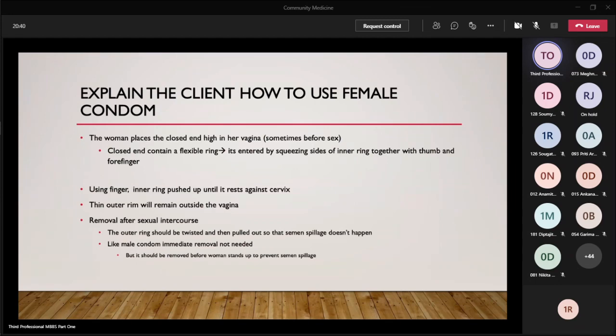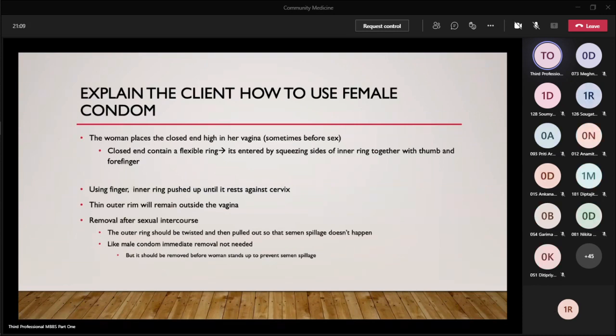The woman places the closed end high in the vagina, sometimes before sex, and the closed end contains a flexible ring. It's entered by squeezing the inner ring together with the thumb and the forefinger. So you can look into books for better insertion mechanisms. Pictorial diagrams will be available. Using the finger, the ring is pushed until it rests on the cervix and the outer ring will remain outside.